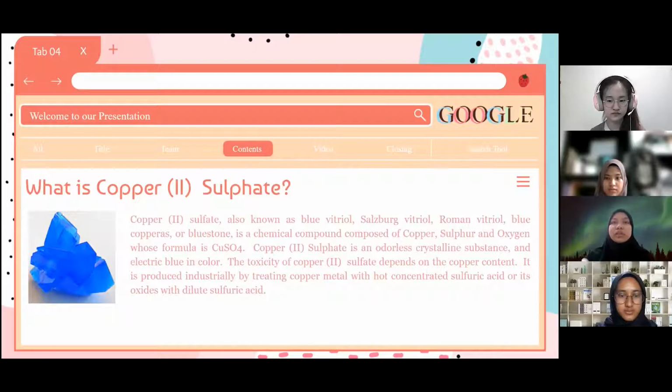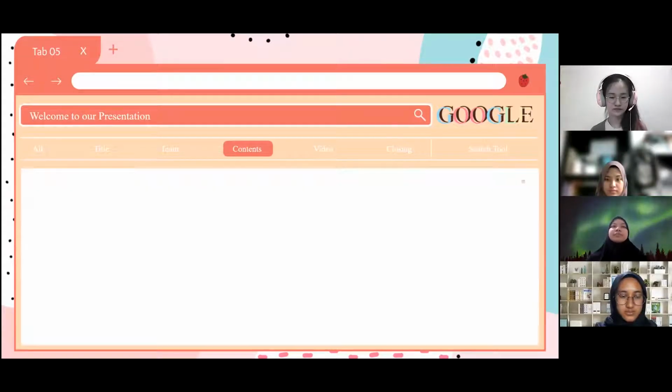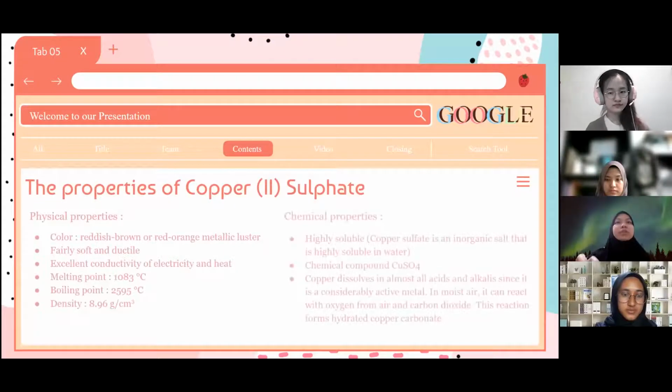The toxicity of copper sulfate depends on the copper content. It is produced industrially by treating copper metal with hot concentrated sulfuric acid or its oxides with dilute sulfuric acid. The properties of copper sulfate.